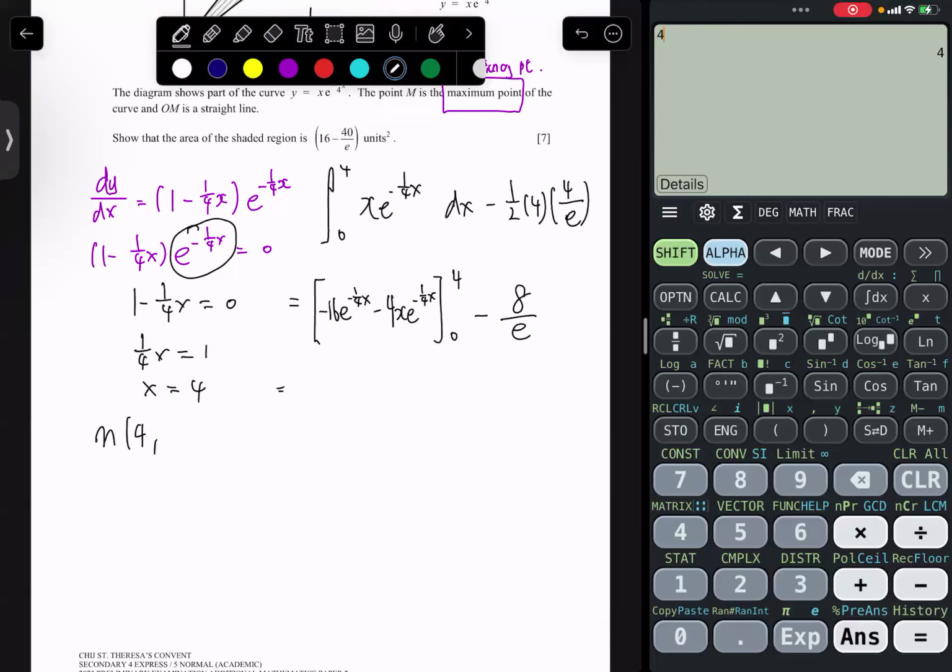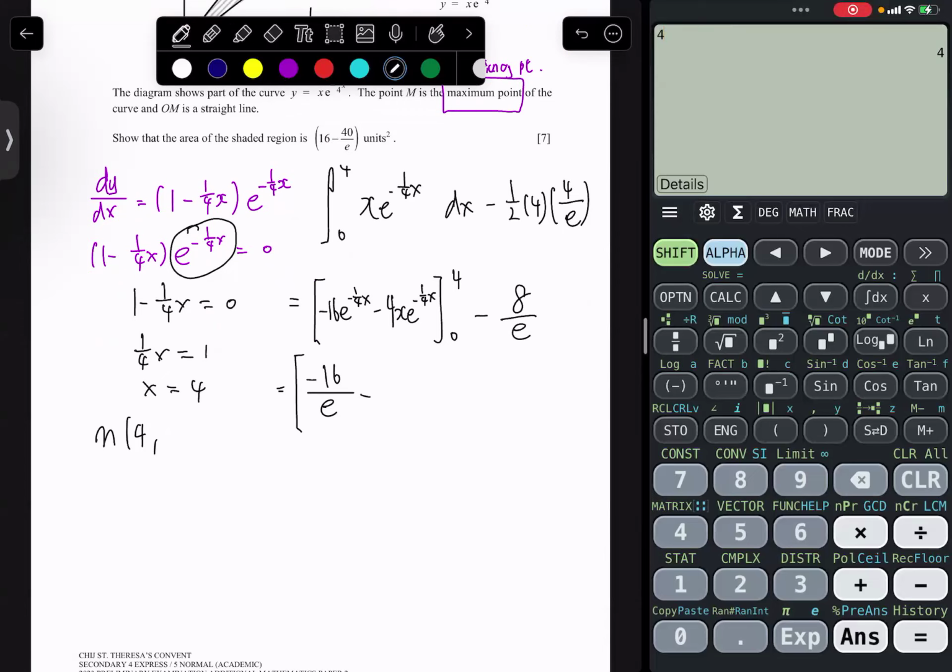For 4, we will get negative 16 e to the power of negative 1, so negative 16 over e, minus 4 times 4 times e to the power of negative 1, which is 16 over e.